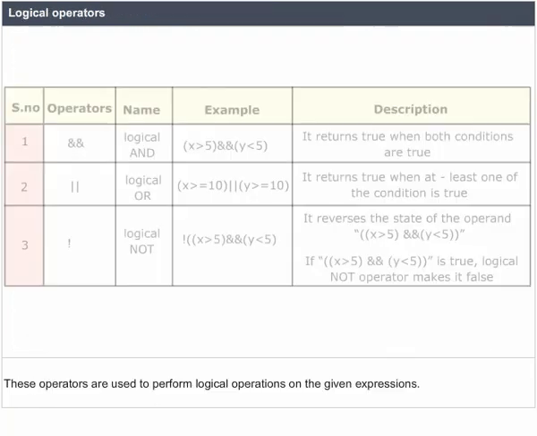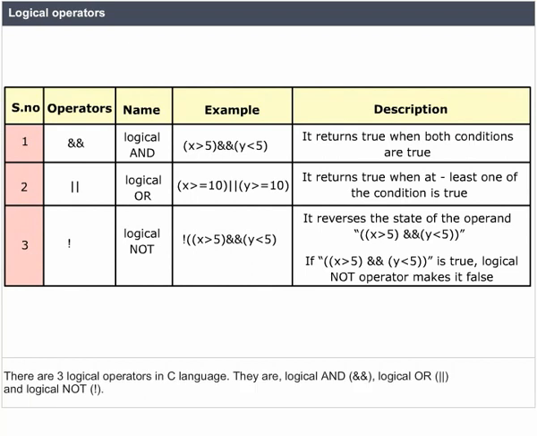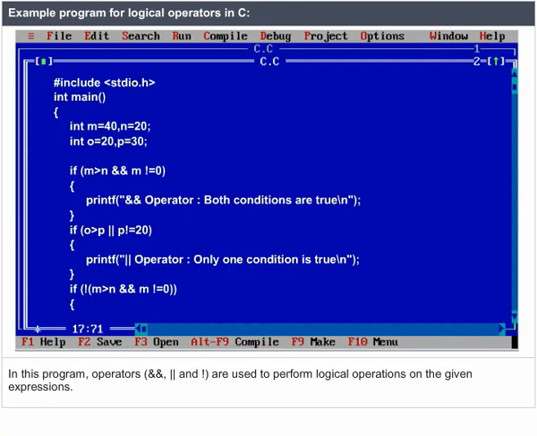Logical operators. These operators are used to perform logical operations on the given expressions. There are three logical operators in C language. They are logical AND, logical OR, and logical NOT. Example program for logical operators in C. In this program, operators AND, OR, NOT are used to perform logical operations on the given expression.